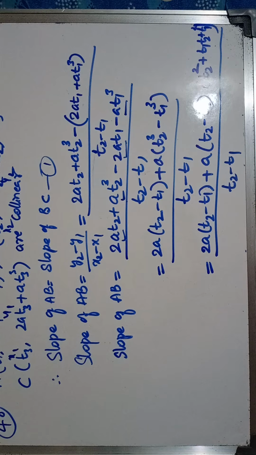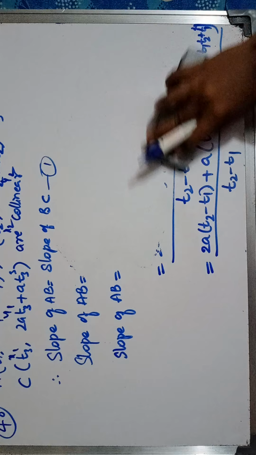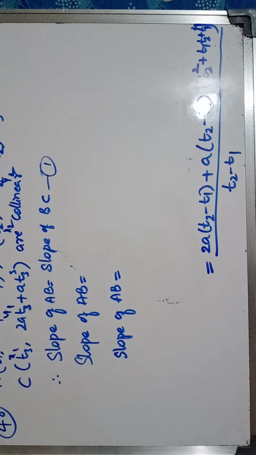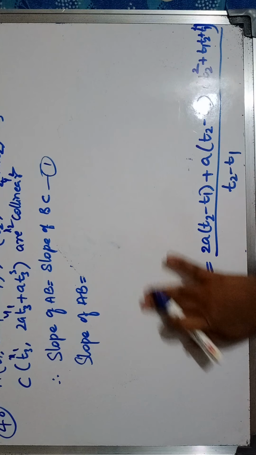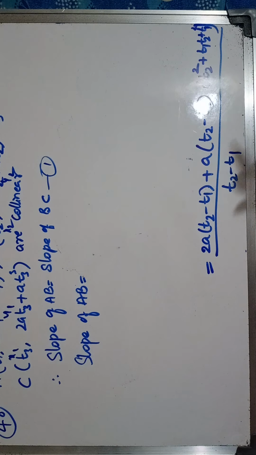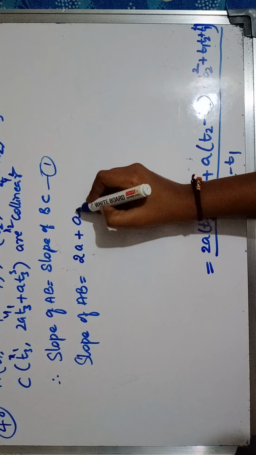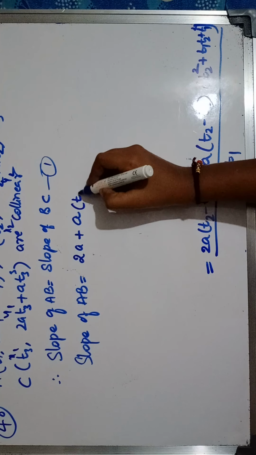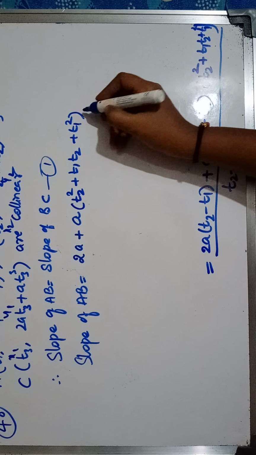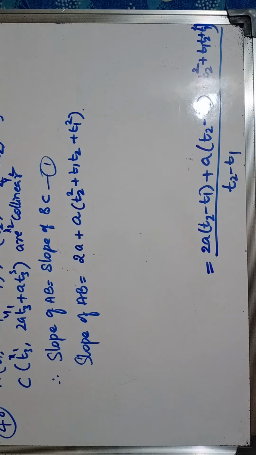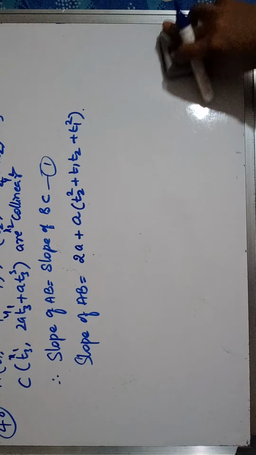Now we are left with, therefore the slope of AB, we are left with 2a plus a into t2 square plus t1 t2 plus t1 square, because we have already cancelled t2 minus t1 from the numerator as well as the denominator. So this is the slope of the line joining AB. In the same way, let us find out the slope of the line joining BC.